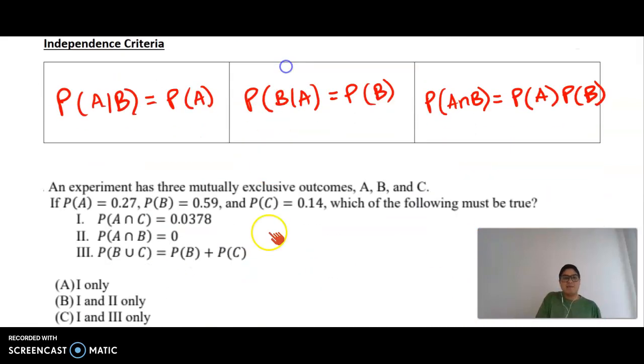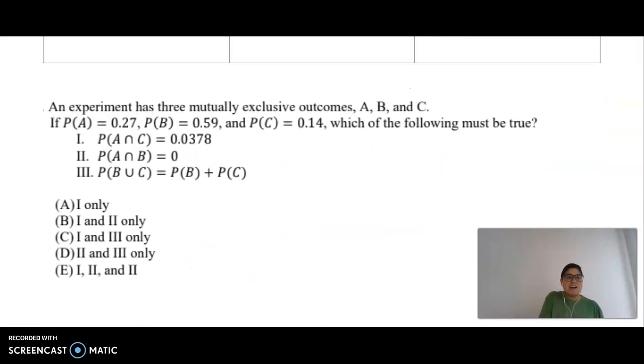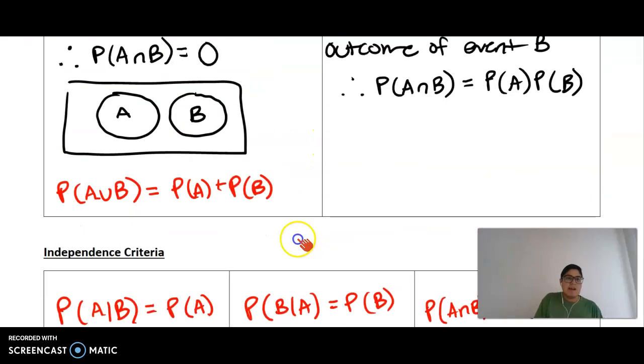They cannot occur at the same time. So off the bat, I already see that this is an area of concern. That one's going to be false. Here, they're mutually exclusive, so the probability of A and B should be 0. That's going to be true. And I don't think I talked about this, my bad.